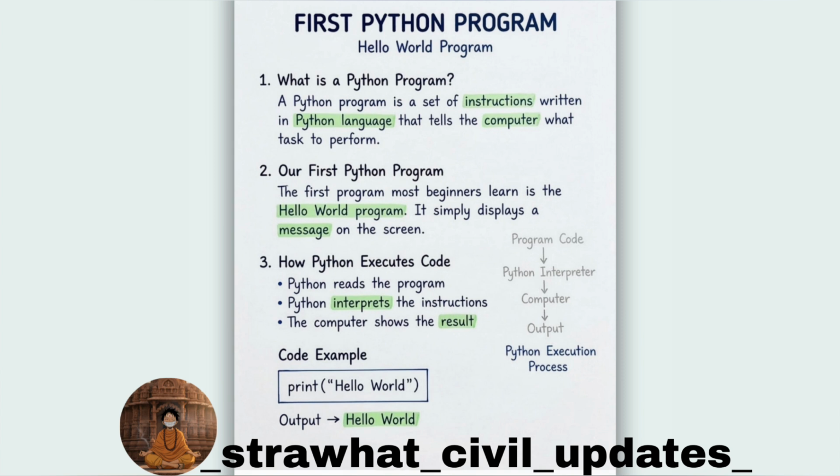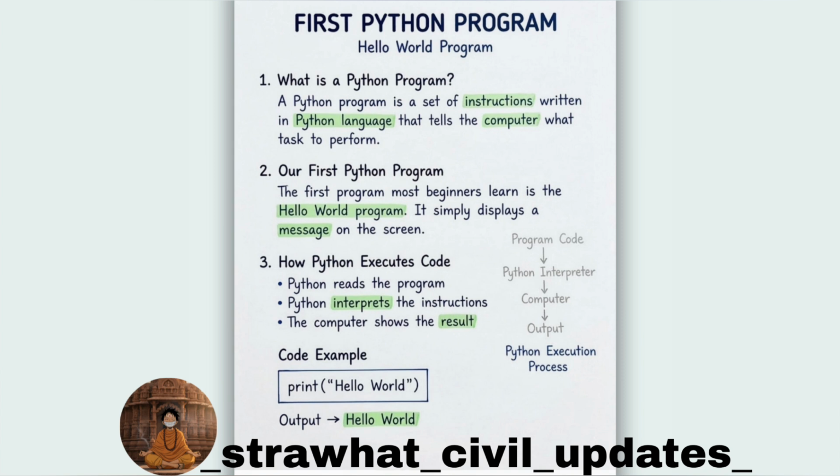First Python program. Hello World program. 1. What is a Python program? A Python program is a set of instructions written in Python language that tells the computer what task to perform. 2. Our first Python program. The first program most beginners learn is the Hello World program. It simply displays a message on the screen. Program code. 3. How Python executes code.